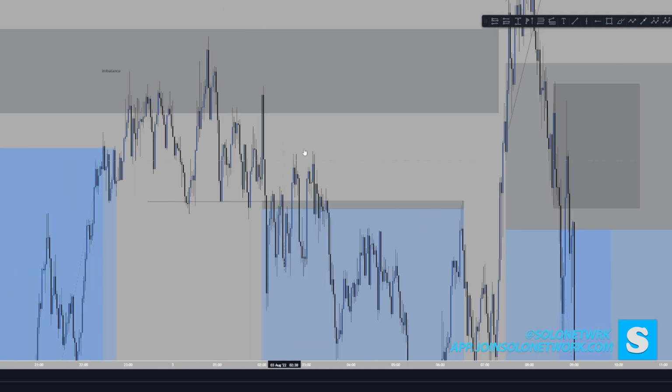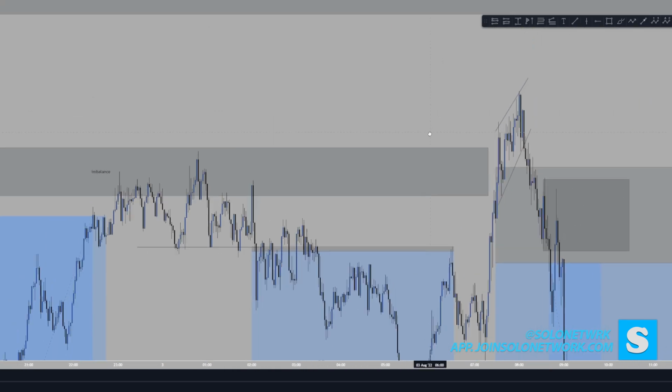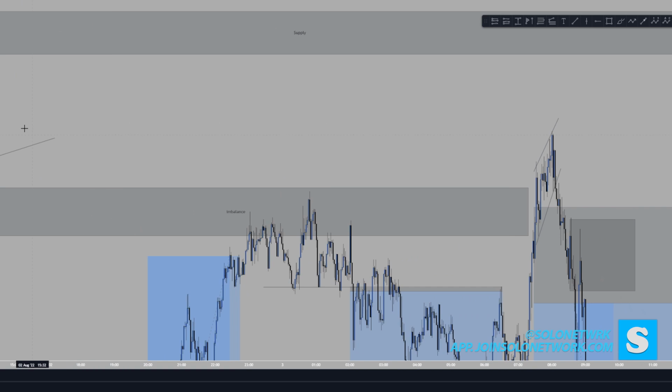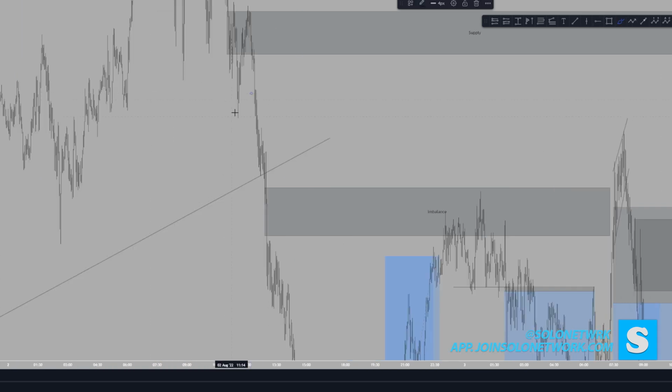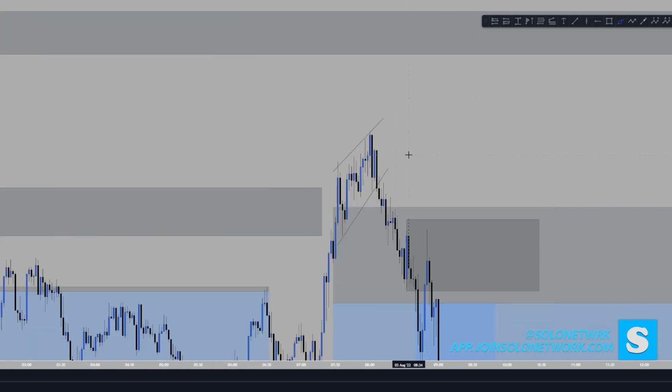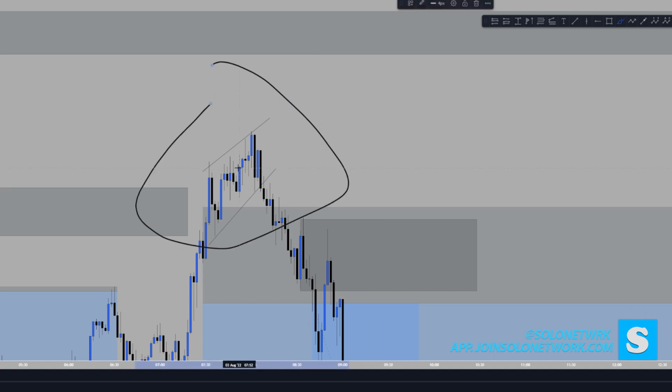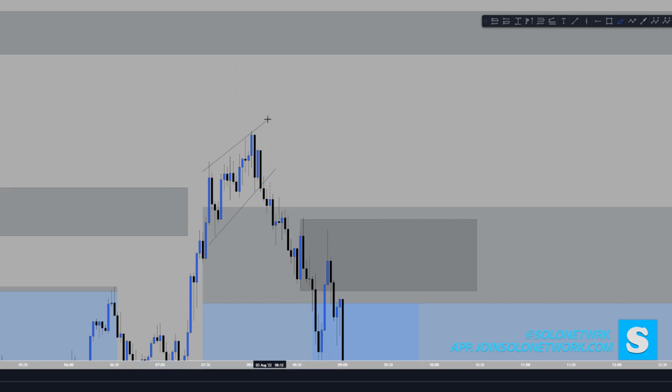All right, cool. What ended up happening was we came to somewhat of another area of supply and demand, which was over here, and this is where we got an ending diagonal. Now I didn't catch this play. I didn't even realize this was an ending diagonal until afterwards.